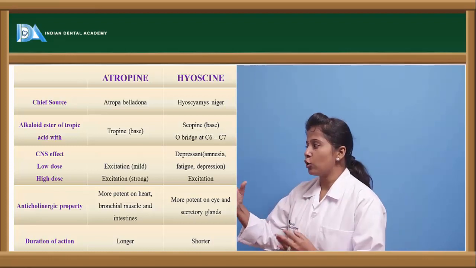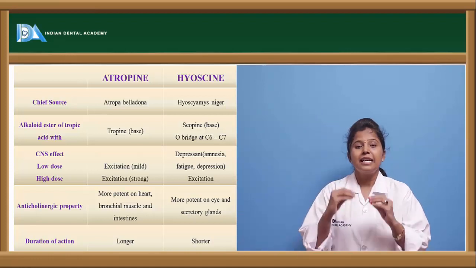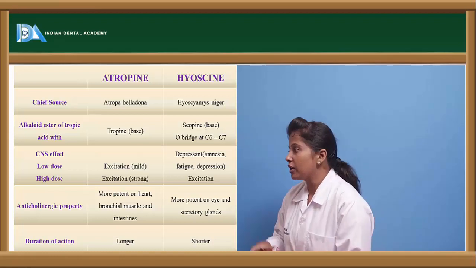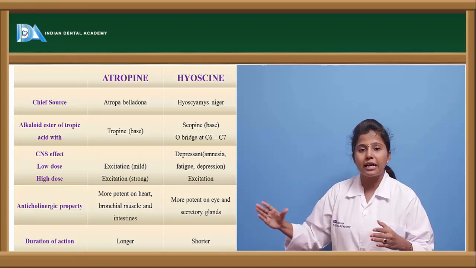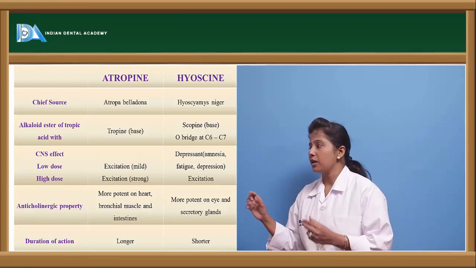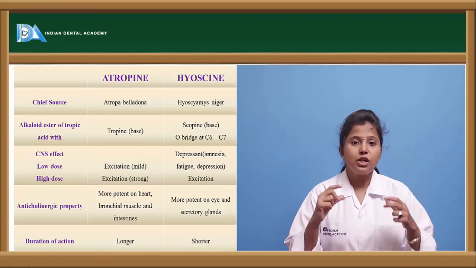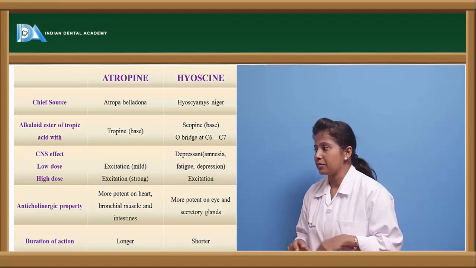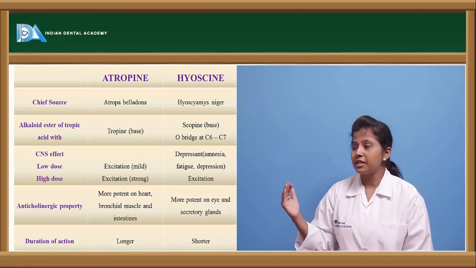Atropine contains an alkaloid ester of tropine. In the sense that these drugs contain alkaloids: atropine contains tropine alkaloids, while hyoscine contains scopine alkaloids. Both alkaloids are basic in nature. But the peculiar characteristic of scopine alkaloids is that they have an oxygen bridge at the C6 and C7 carbon atoms, so at the C6 and C7 carbon atoms there is an oxygen atom attached.